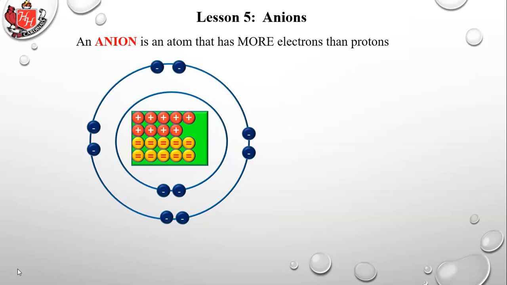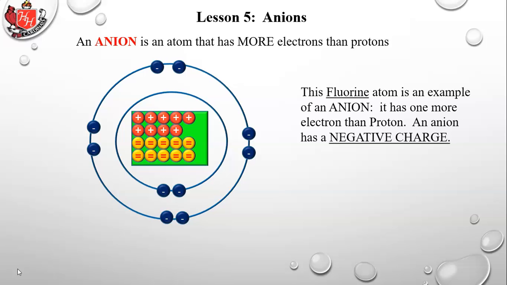An anion is an atom that has more electrons than protons. This fluorine atom is an example of an anion. It has one more electron than proton. An anion has a negative charge. If you count the number of protons in the nucleus there, those red circles, there's 9 of those. And if you count the number of electrons in those 2 orbitals, the first orbital and a second orbital, there's 10 electrons total. So it has 1 more negative charge than positive charge, and that's called an anion. It's a negatively charged ion.